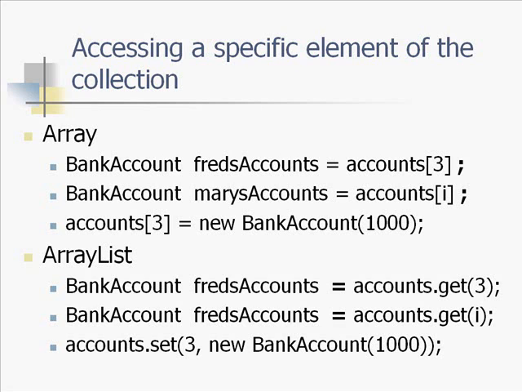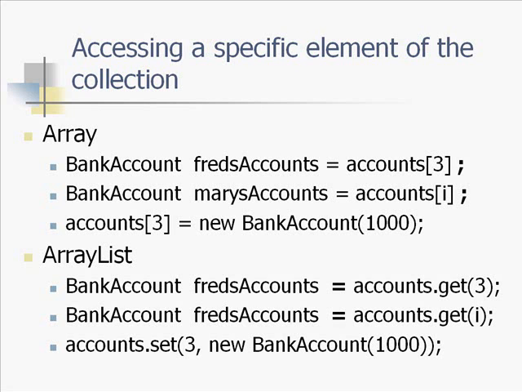Arrays and array lists are counted like 0, 1, 2, 3, etc. So accounts sub 3 refers to the fourth element. The array list uses a method, not the square brackets, of get, so get is the equivalent in the array list. Accounts.get sub 3 gets the fourth element of the list.